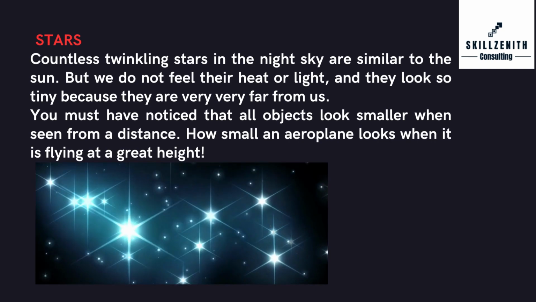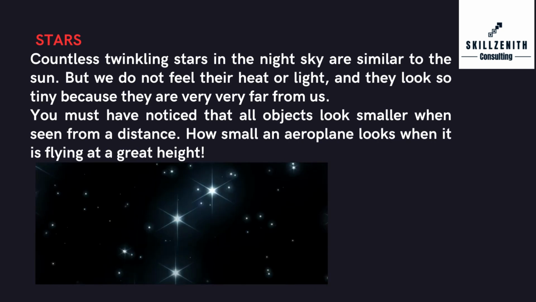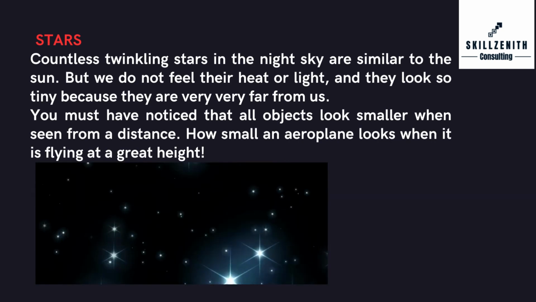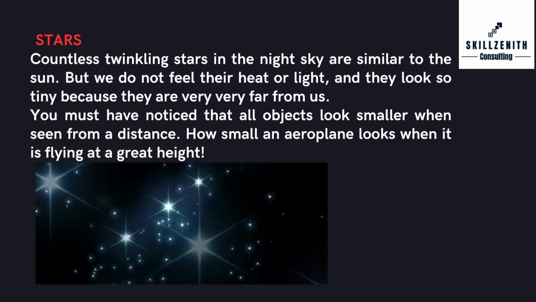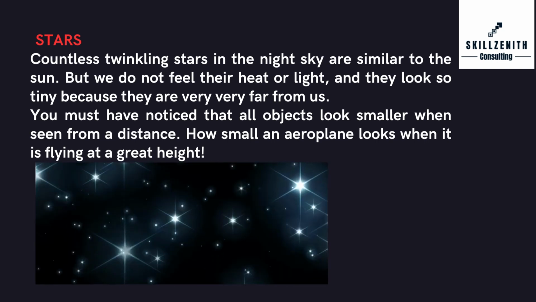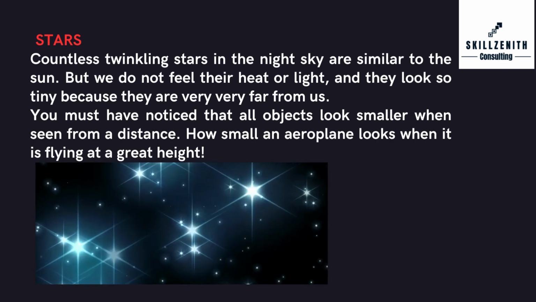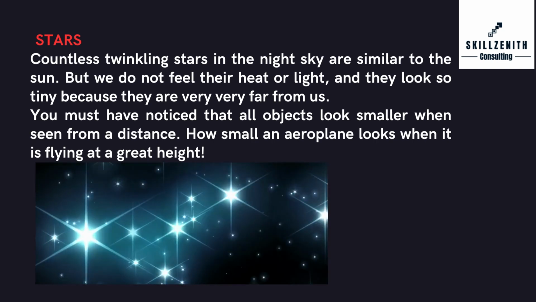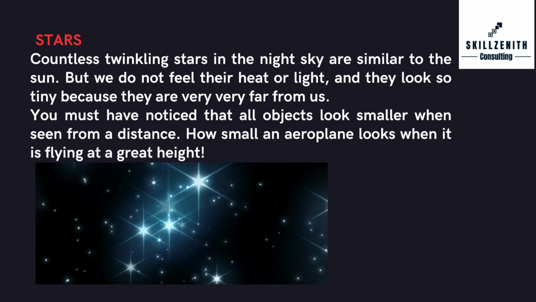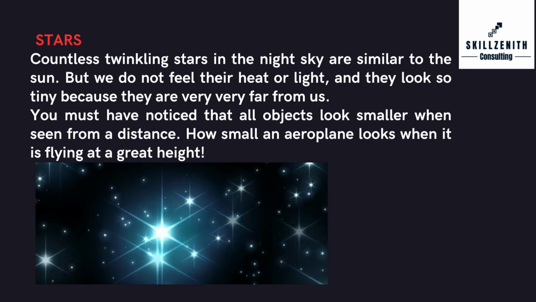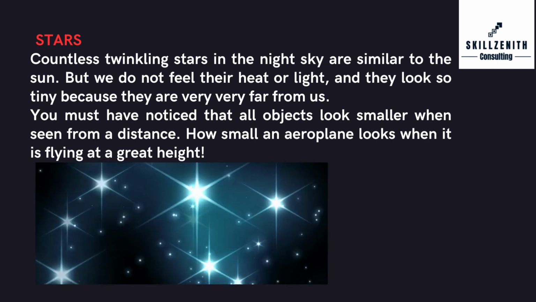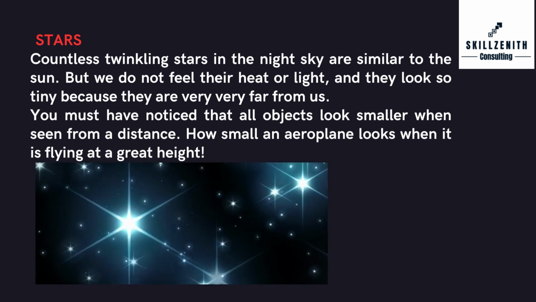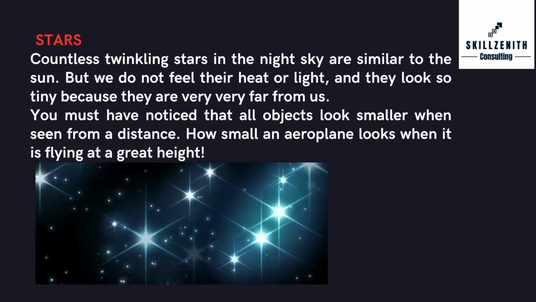Now, the countless twinkling stars in the night sky are similar to the sun. So, as I told you, the sun is also a star, and all the other stars that you see are also like the sun. But the difference is we do not feel that heat or light, and they look so tiny because they're very, very far away from us. Now, you can ask me, you said the sun is a star, and the sun is so bright, but why aren't the other stars so bright? The reason is the sun is closer to us, whereas the other stars are really very, very far from us.